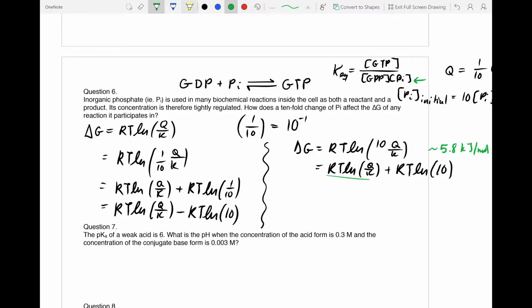I believe so. So what we can say from this is that when you have a tenfold increase in inorganic phosphate as a reactant, the reaction is now more favorable by about 5.8 kilojoules per mole. However, if inorganic phosphate is a product, it's going to be less favorable by the same amount.